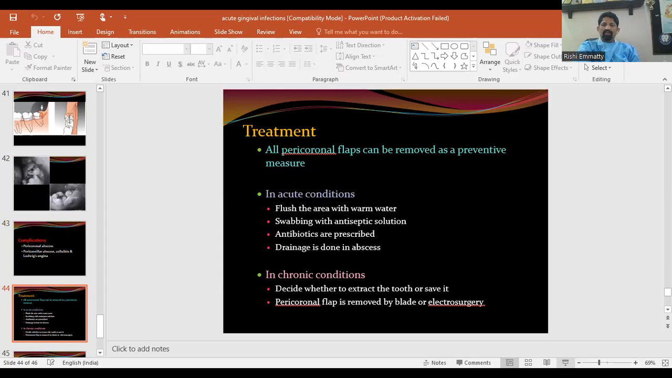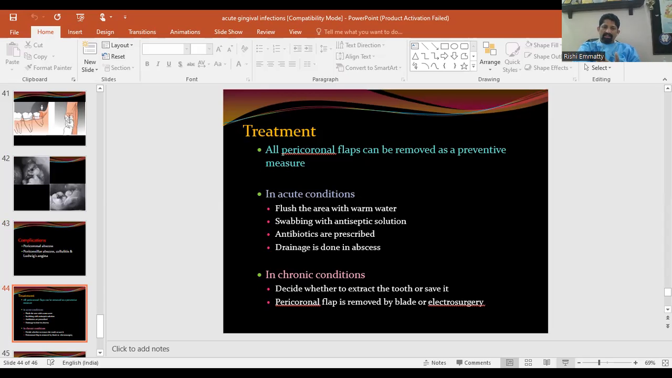And the treatment: all pericoronal flaps can be removed as a preventive measure, because of the flap only, mainly the infection started. So you can remove the flap, and if there is space, the tooth will erupt by itself. In acute condition, when the patient complains of severe pain, you can flush the area with warm water, swab with antiseptic solution in the affected area, and antibiotics and NSAIDs are prescribed for reducing the infection and inflammation. And drainage is done if abscess is present.